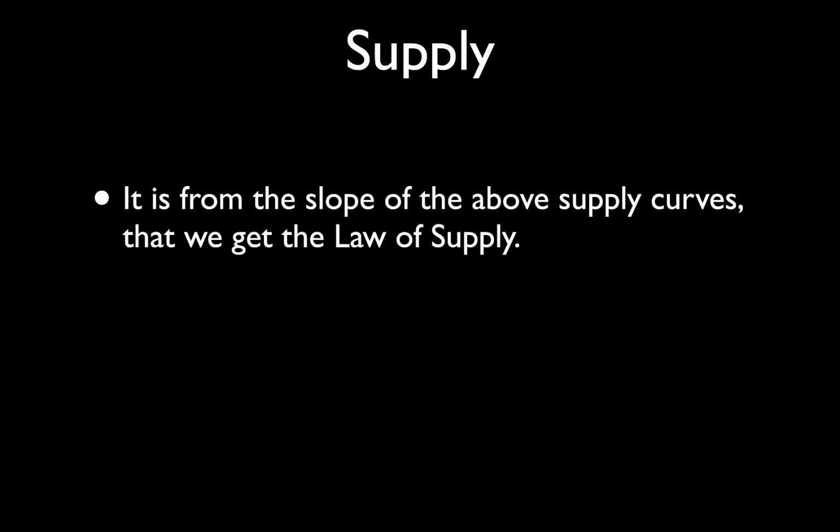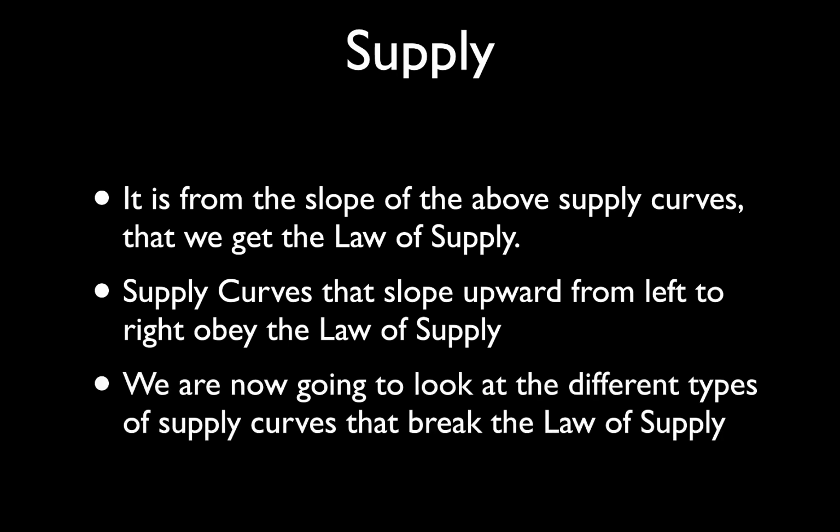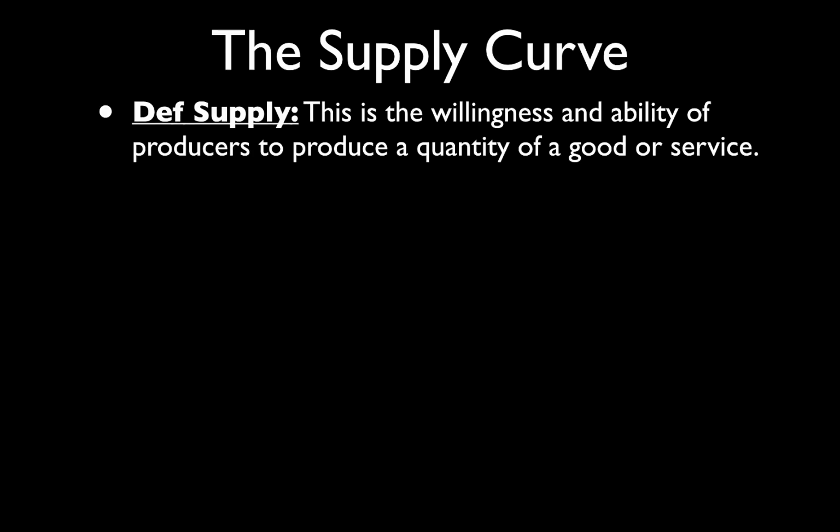So it's from the slope of the above supply curves that we get the law of supply. And supply curves that slope upwards from left to right obey the law of supply. So now what we're going to do is look at two separate supply curves that break the law of supply. But before we do that, let's remind ourselves of a few definitions.